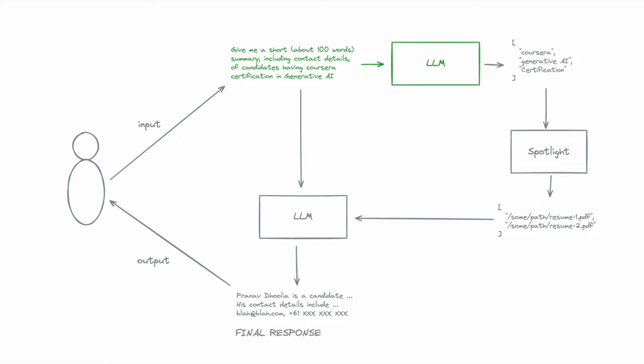Such a technique where we first retrieve information from a database or corpus and then pass it on to an LLM to generate a response is referred to as retrieval augmented generation. Since we'll do everything locally, let's call this local RAG.